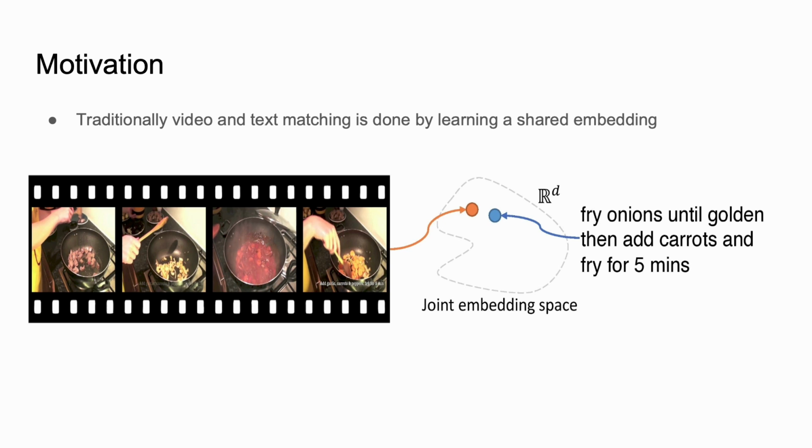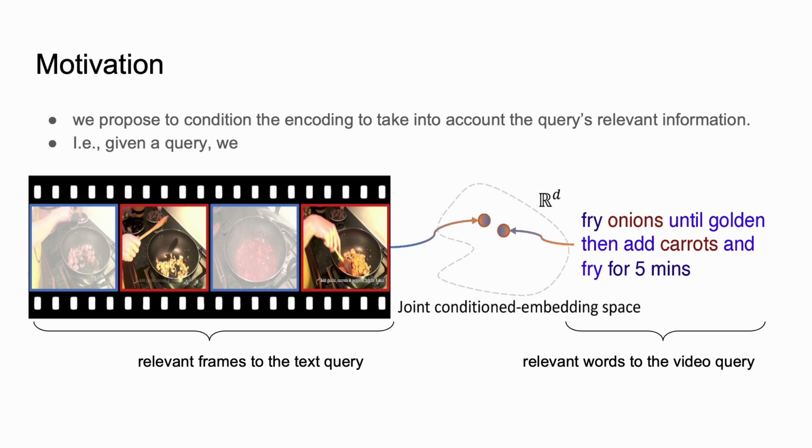As a motivation for our approach, previous works on video and text retrieval attempt to learn a shared embedding space statically, meaning that the representation of the video is independent of the representation of the text, and the same thing for the other direction. We, however, propose to learn a shared embedding space by conditioning the first modality on the second modality, and the same way for the other direction. For example, given the following sentence, we condition the representation to highlight the relevant frames, which are marked with red borders, and we can see that the high scored words are very related to the chosen frames.